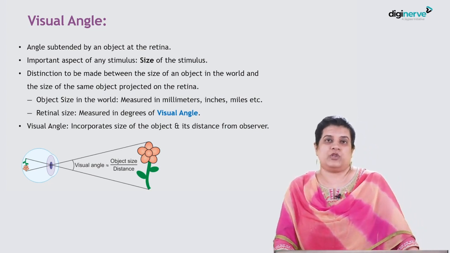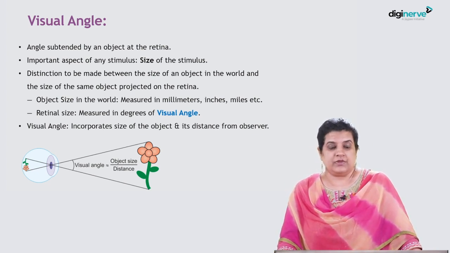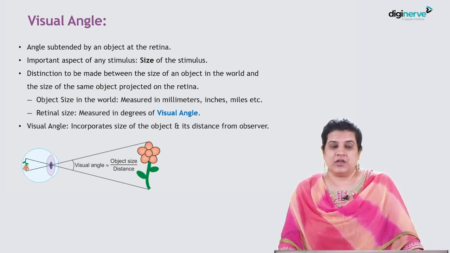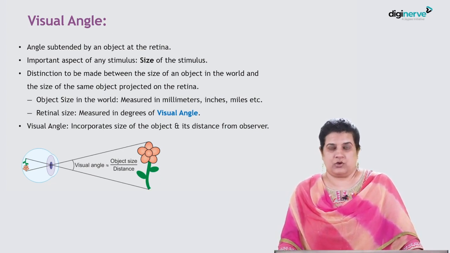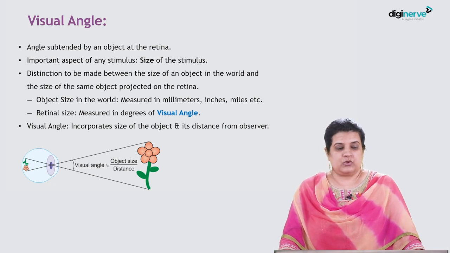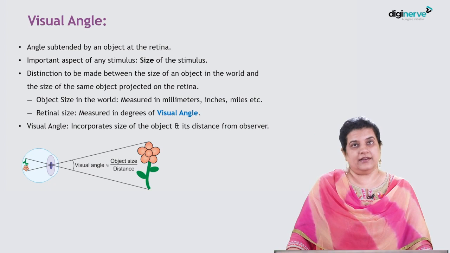The size of the object in the real world will be measured in terms of millimeters, inches or miles. But when we talk of retinal sizes, they are measured in terms of visual angle. Therefore, it is important to know the size of the object in terms of what we are perceiving in the retina, and the same would be communicated to our visual cortex. So, visual angle incorporates the size of the object and its distance from the observer, and the formula for its calculation is object size divided by distance.